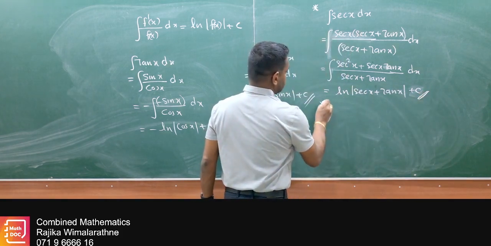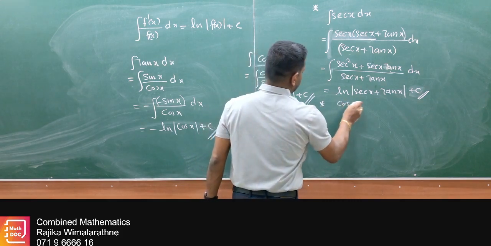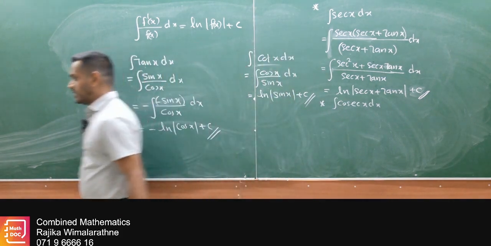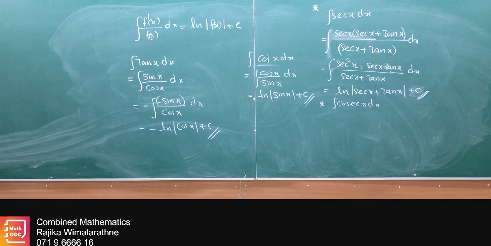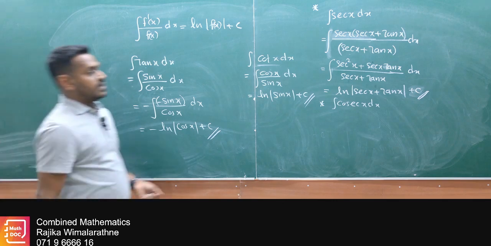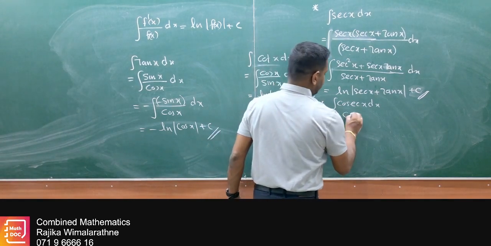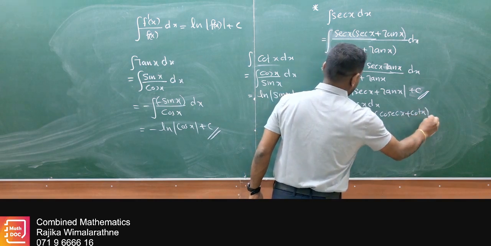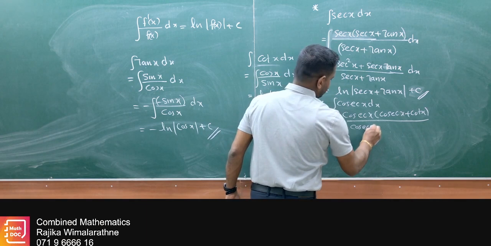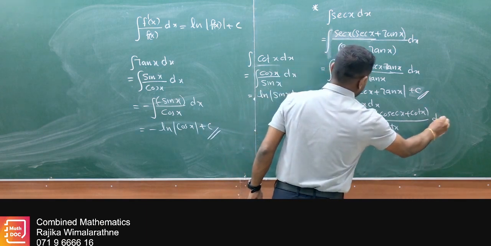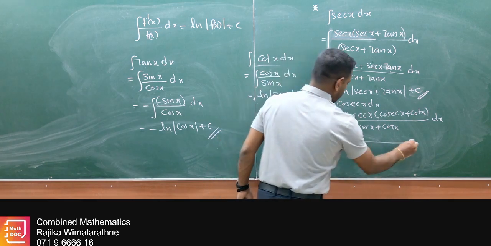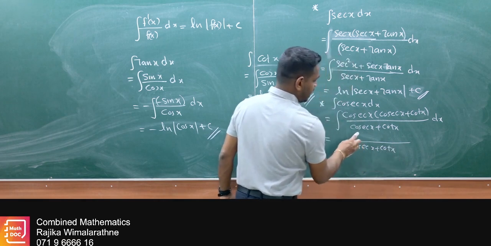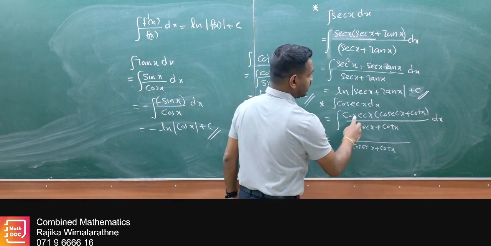Then similarly, cosec x dx, you can do the same, a similar pattern. Here you multiply by cosec plus cot, both upstairs and downstairs. Now check the derivative. Cosec derivative is minus cosec cot. But here we have plus, no?